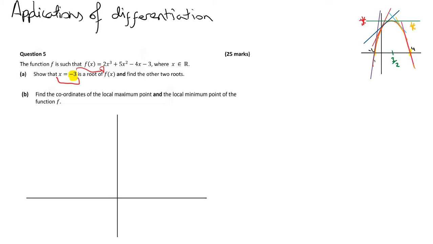What I'm going to focus on here is the second part, which is to find the coordinates of the local maximum and local minimum point of the function. And I'm going to use the fact that we were able to find local maximums and local minimums of functions by differentiating the function and letting that equal to 0.